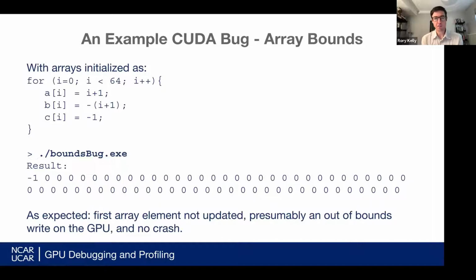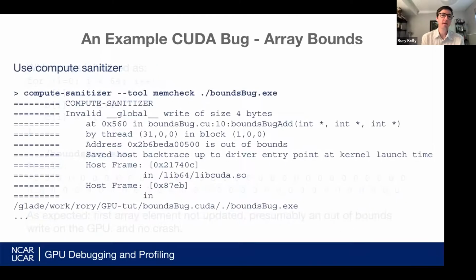And you can see we're getting what we would expect, right? The first element of C, I'm printing out C there, by the way, doesn't get written to because of the indexing, and there's no crash or anything. So we suspect something got written out of bounds, but it didn't crash the program. So we can use the compute sanitizer tool to look at this code.